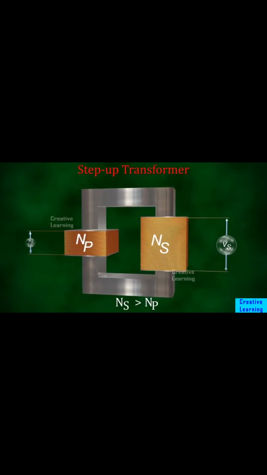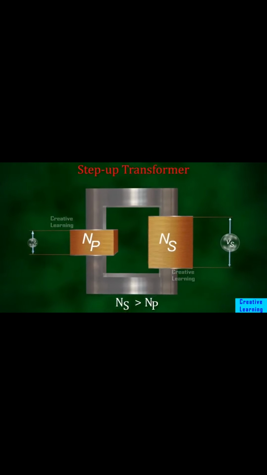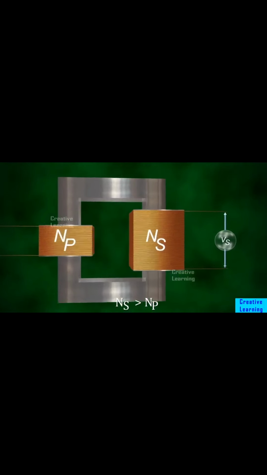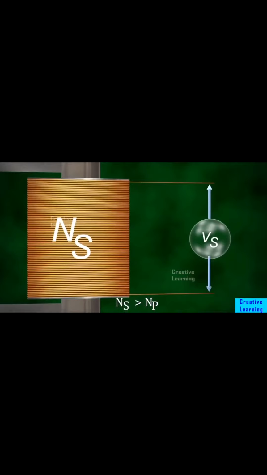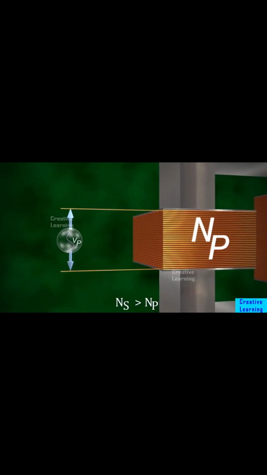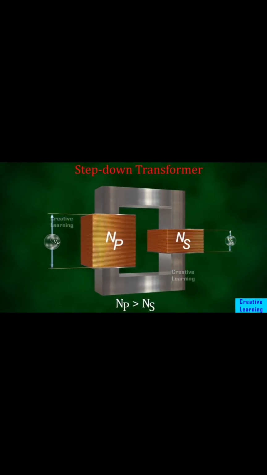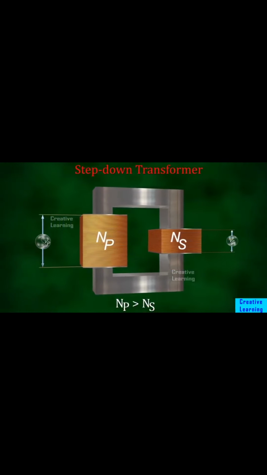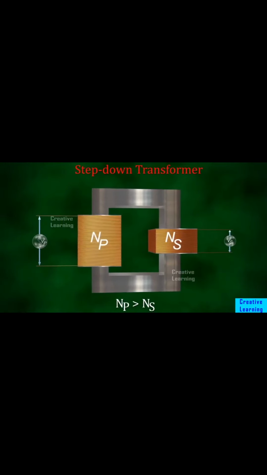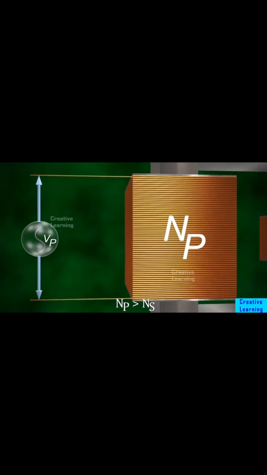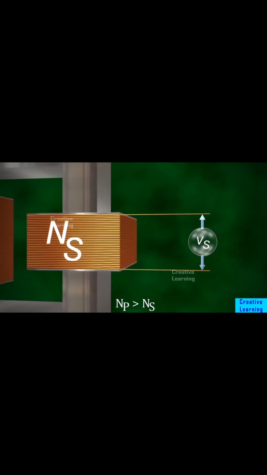Step-up transformer. A transformer that increases the voltage is called a step-up transformer. The number of windings in the secondary winding Ns is greater than the number of windings in the primary coil Np. Step-down transformer. A transformer that decreases the voltage is called a step-down transformer. The number of windings in the primary winding Np is greater than the number of windings in the secondary coil Ns.